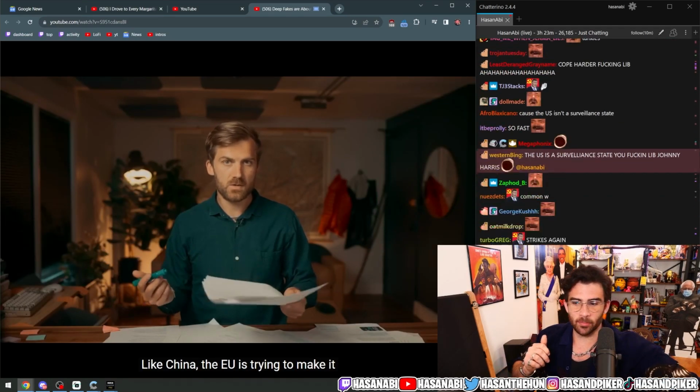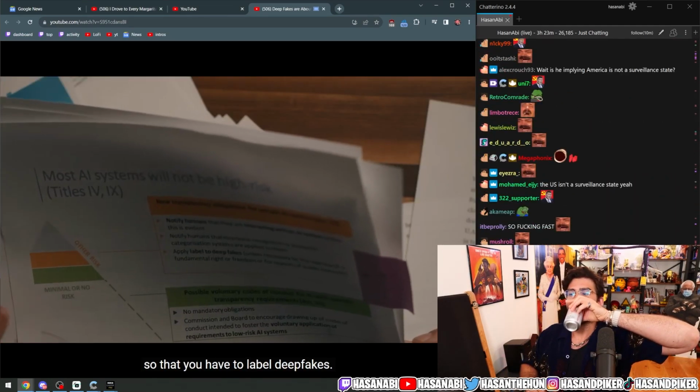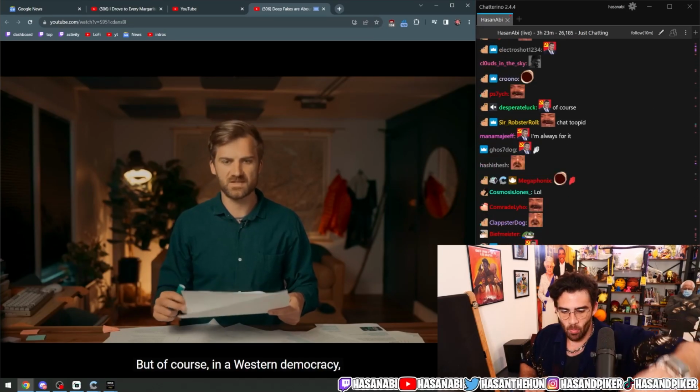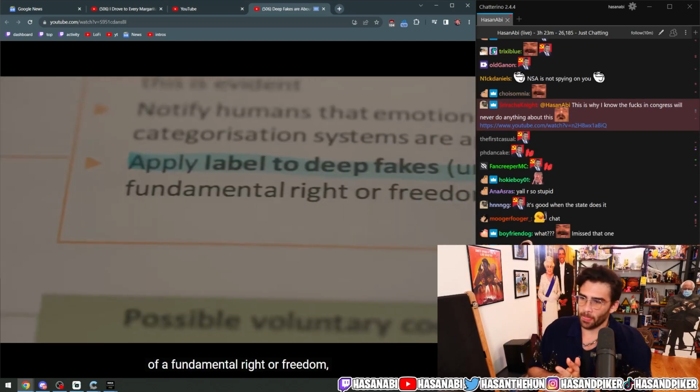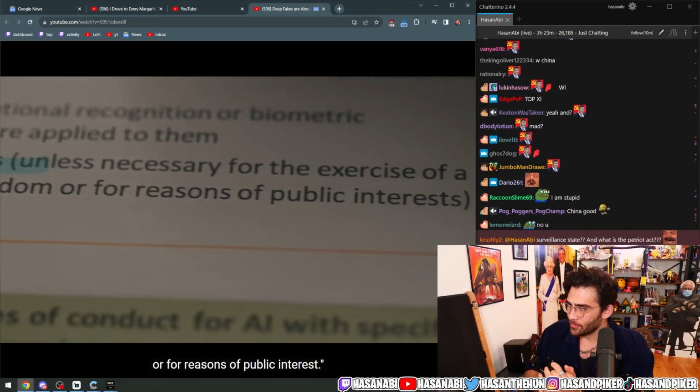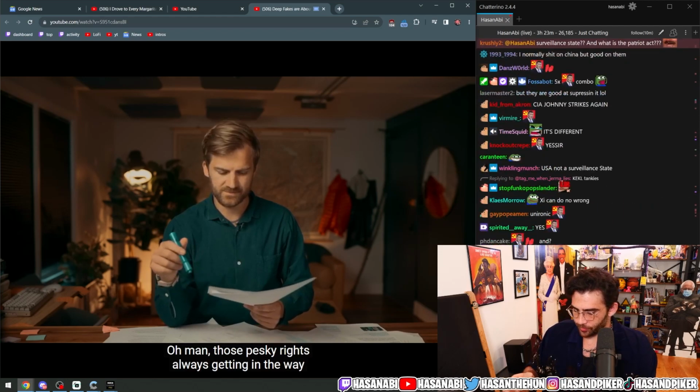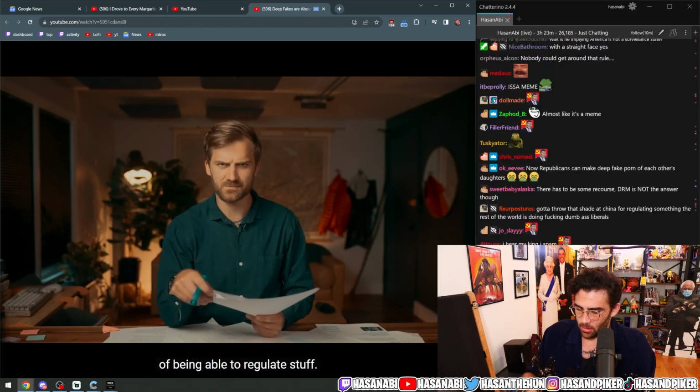Like China, the EU is trying to make it so that you have to label deep fakes. But of course, in a Western democracy, you have to put this line, unless necessary for the exercise of a fundamental right or freedom or for reasons of public interest. Oh man. Those pesky rights always getting in the way of being able to regulate stuff.